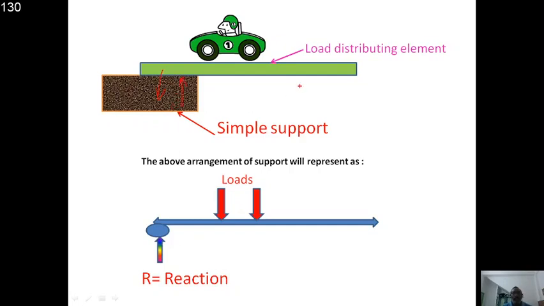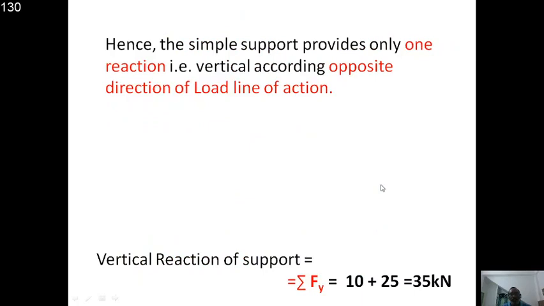That same reaction we calculated using sigma F of y. So the simple support provides only one reaction, that is vertical, in the direction opposite to the load line of action. The vertical reaction can be obtained by taking the algebraic sum, sigma F of y.